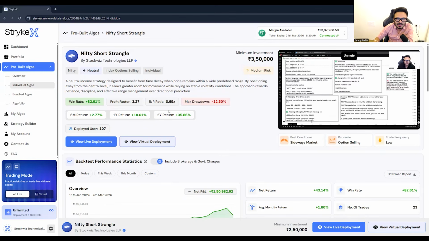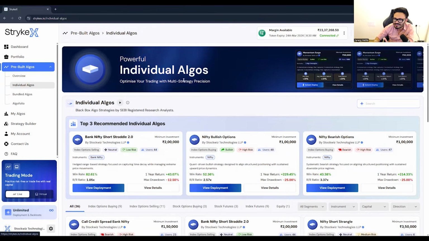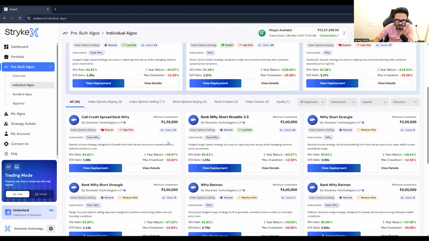Now, option selling strategies will have high win rate, but low risk reward ratio, right? Their maximum drawdown will also be lower, but so will their returns be lower. So for example, if I look at the short strangle, it only generated an 18% return in the last 1 year because the markets were very volatile, right? When the volatility is subdued, they will make more money. So for example, call credit spread made a 40% return. Short straddle 2.0, this made a 43% return.